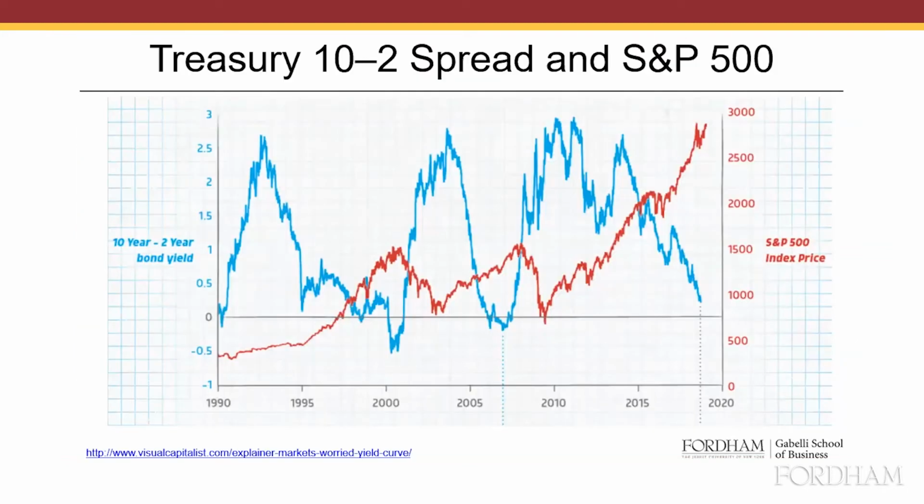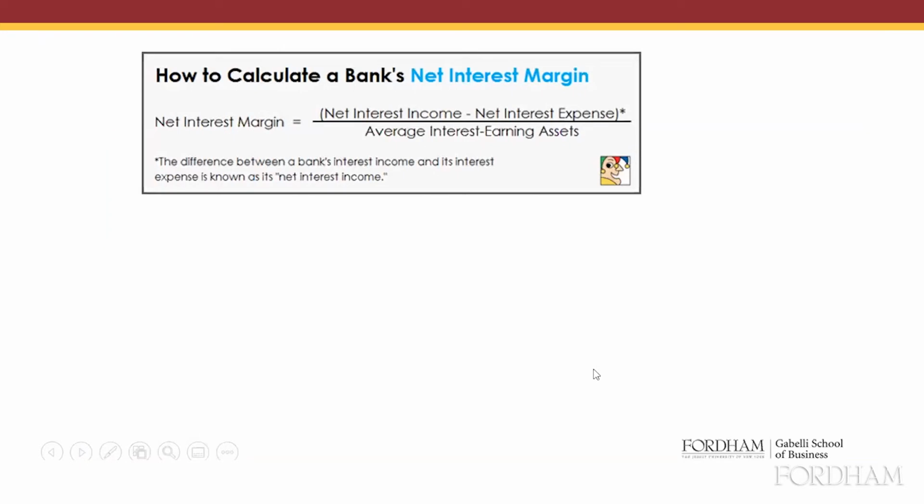And now let's look at the Treasury 10 to 2-year spread and overlay this with the S&P 500 stock index. You can see here when we have this 10 to 2-year spread turning negative, meaning we got an inverted yield curve, the stock market rallies for a while before it sells off. And similarly here, we have a negative spread, and the stock market rallies for a while before it sells off. Why? Well, the reason for this is connected to the banking system.